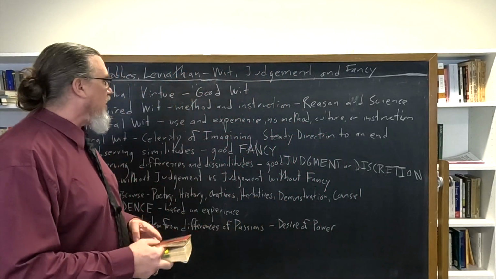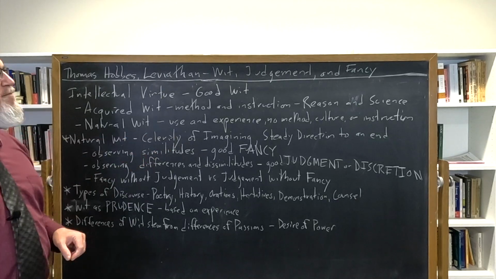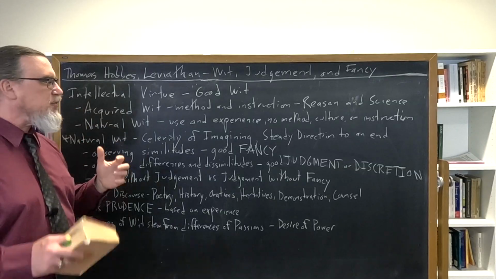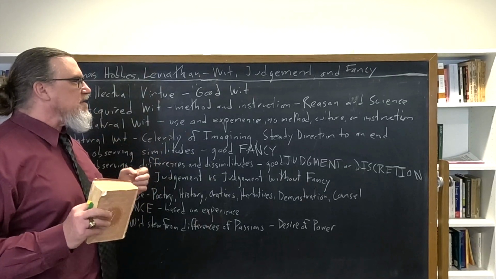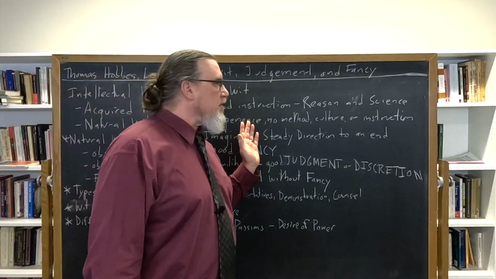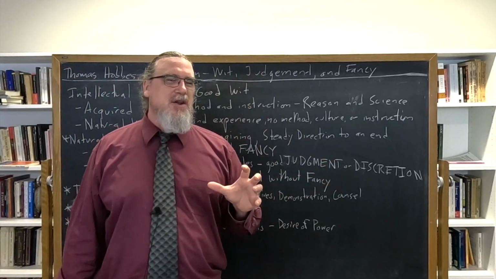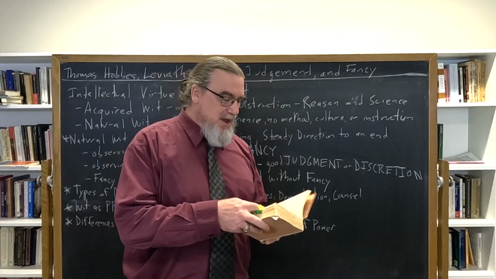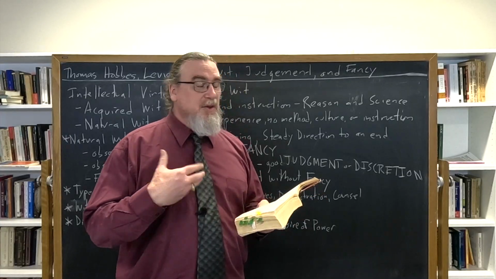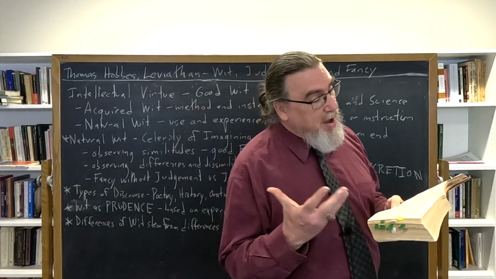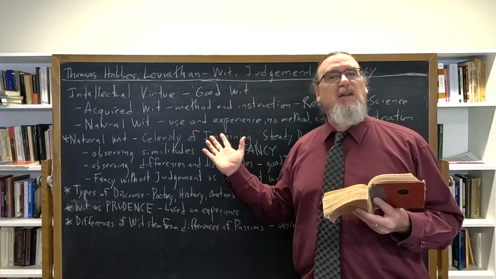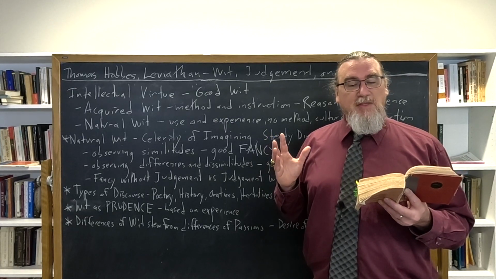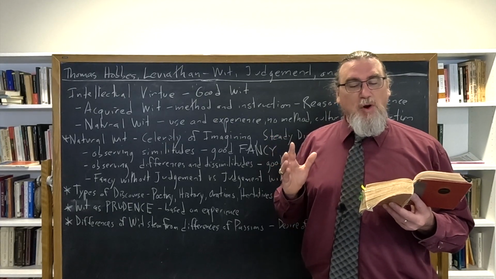One of them is, he calls it celerity of imagining. So that's swiftness, or the capacity to imagine very readily, very easily. And then the second part of it is a steady direction to an end, actually following through, making sure that we stay on course. And so he says that's what makes for a good wit. On the contrary, a slow imagination, somebody who can't see the connections between things, makes the defect or fault of the mind that we sometimes call dullness or stupidity, right?